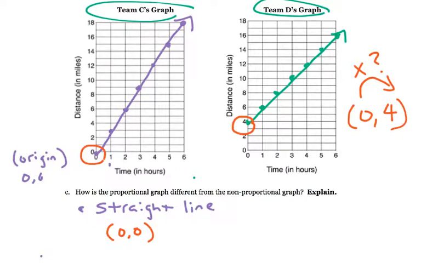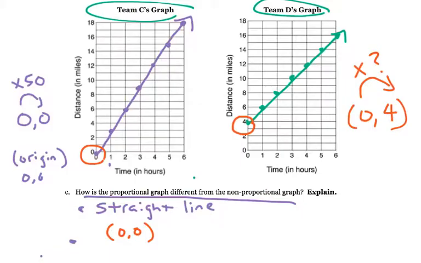Whereas this proportional relationship has 0, 0. It doesn't matter what the unit rate is. 0 times anything is going to be 0. So that's kind of like a deeper reason why. But so how is the proportional graph different? Well, it starts from the origin.